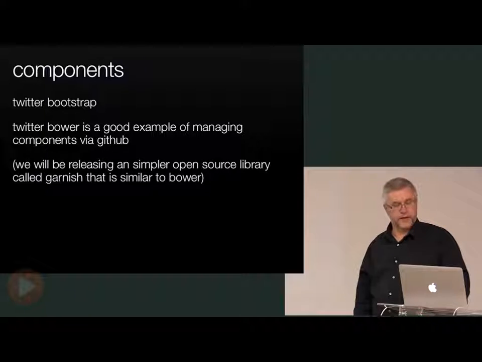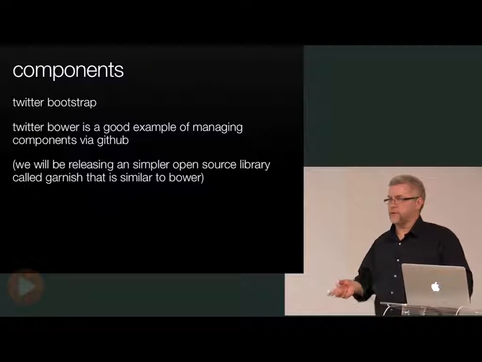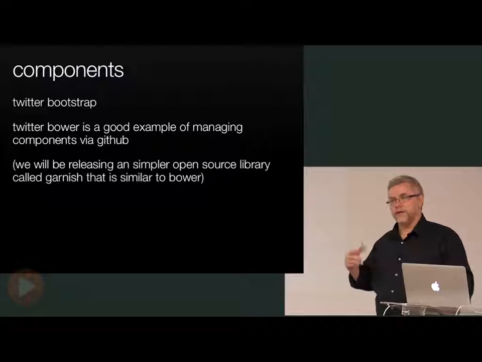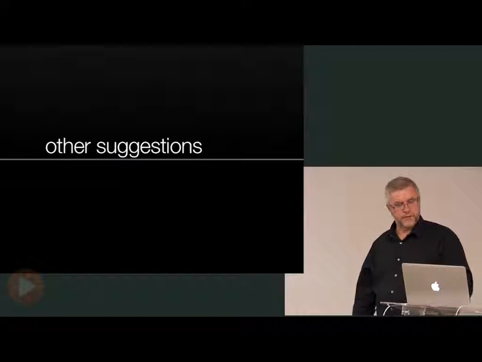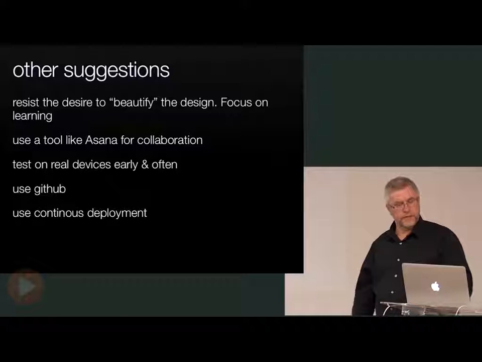Components, I've said it enough. You're probably tired here of Twitter Bootstrap. Twitter Bower, I mentioned earlier, but basically it's a service that fronts GitHub and allows you to find components and install them. We're doing the same thing, which I mentioned earlier too, something we're calling Garnish, that allows us to do that internally with ours. And then there's a few other little things.